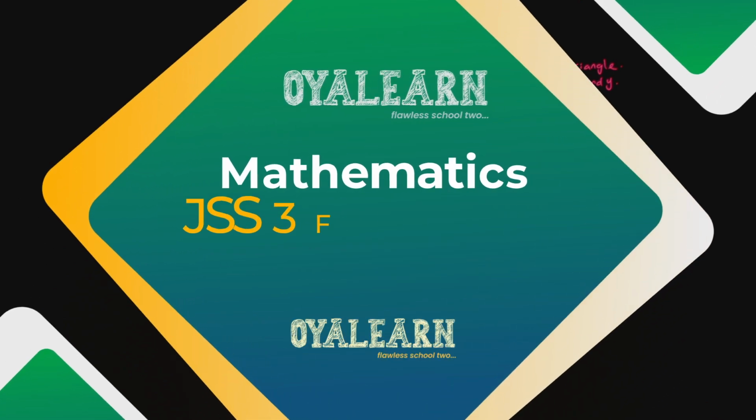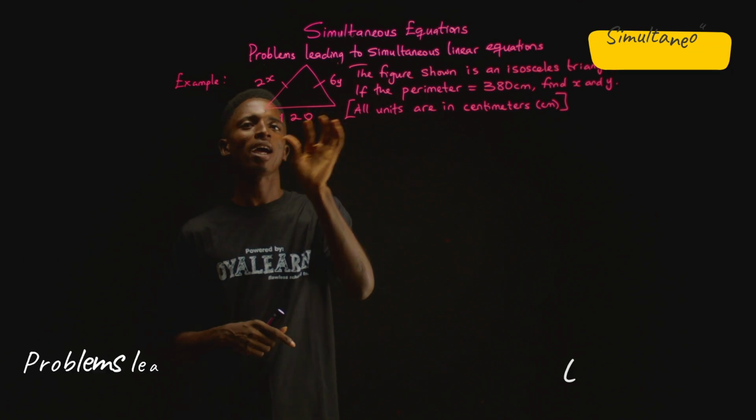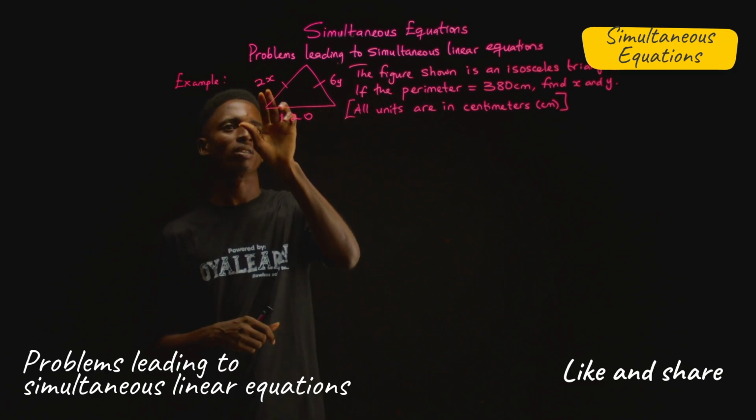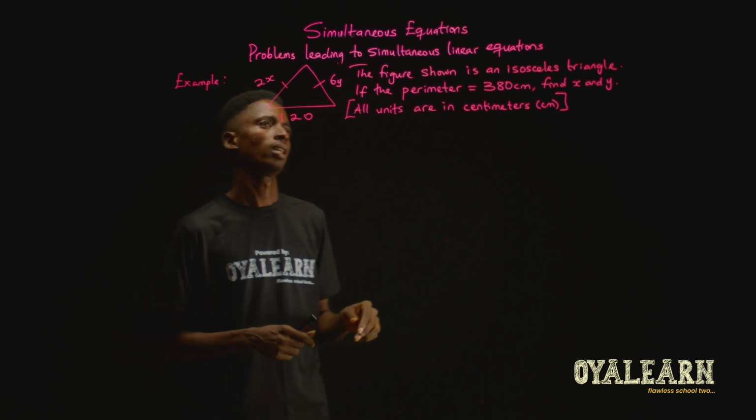Now let's solve this problem. We are given an image of a triangle here with the sides labeled. This side is known as 2x, 6y, and this is 120.